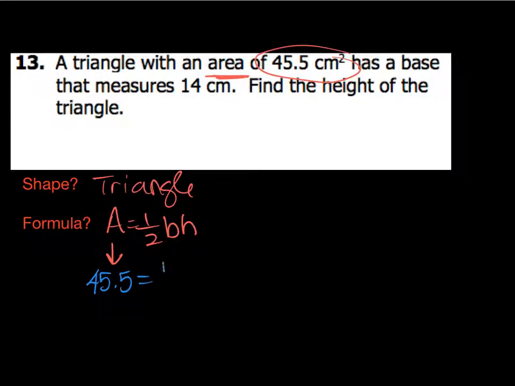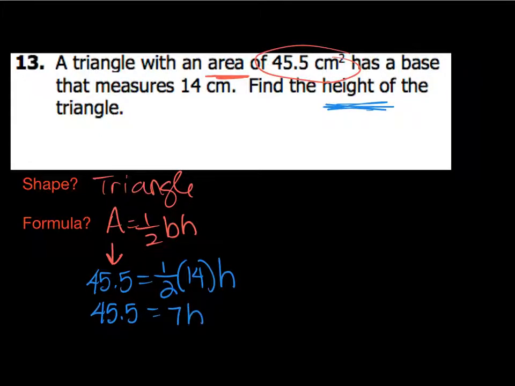It says that it has a base. Go ahead and write down the 1/2 because that's a part of the formula. The base is 14 and the height is, we don't know. That's what we're solving for. So we're going to simplify this. 45.5 is equal to 1/2 of 14, which is 7. So let's go ahead and finish it up by completing the algebra. We get height is equal to 6.5, but the height should be measured in what? Should it be measured in centimeters or should it be measured in centimeters squared? Well, height is a linear measurement and it is just centimeters. Area is going to be squared.